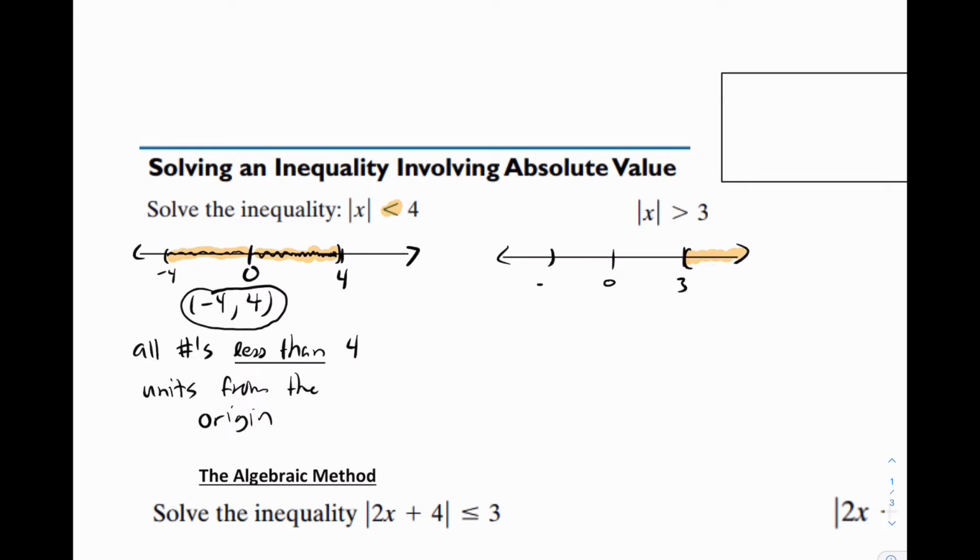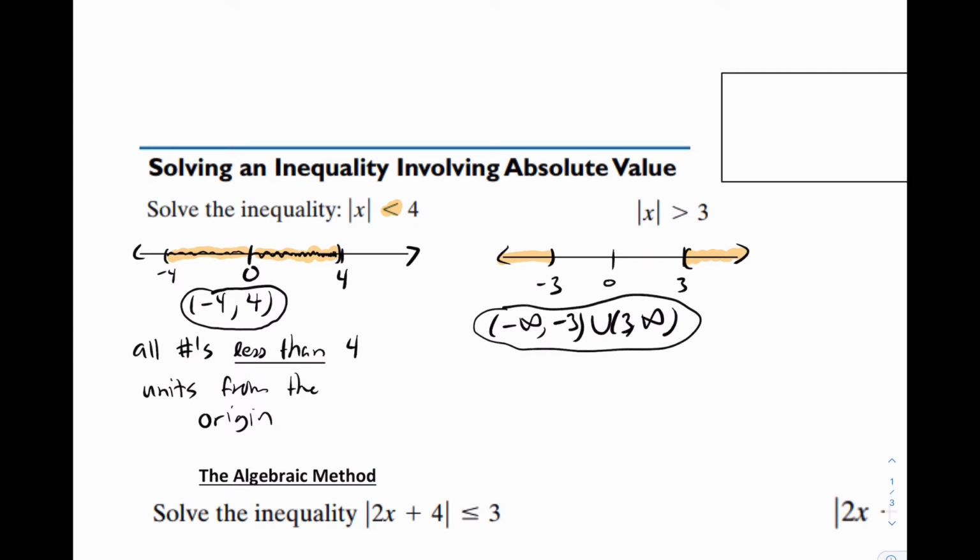Now think about negative 3. Everything under negative 3 should be fine. Negative 4, negative 5, negative 6. So our answer here is going to be negative infinity, negative 3, union 3 to infinity.